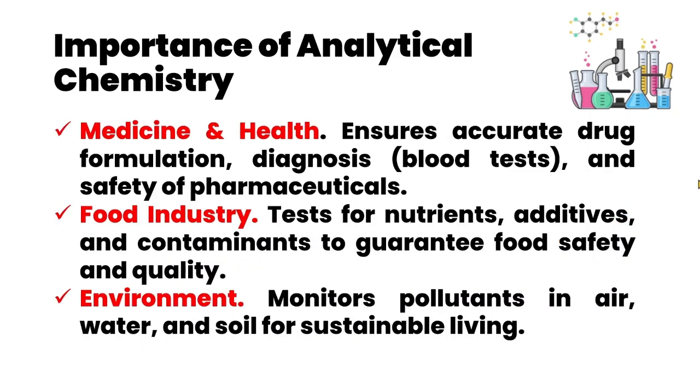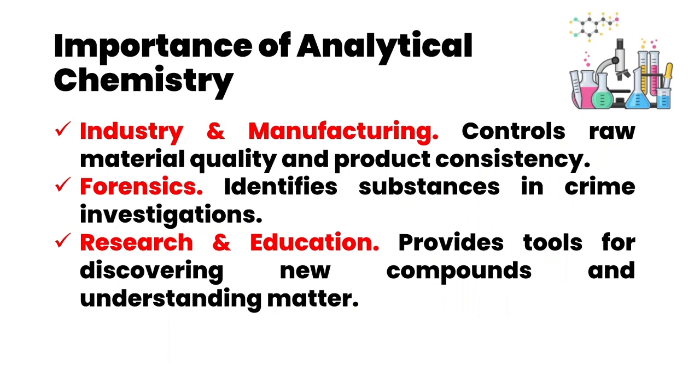Okay, in the field of medicine and health, analytical chemistry ensures accurate drug formulation, diagnosis, for example, when it involves blood tests, and safety of pharmaceuticals. In the food industry, tests for nutrients, additives, and contaminants guarantee food safety and quality. In environment, analytical chemistry is used to monitor pollutants in air, water, and soil for sustainable living. In industry and manufacturing, it controls raw material quality and product consistency.